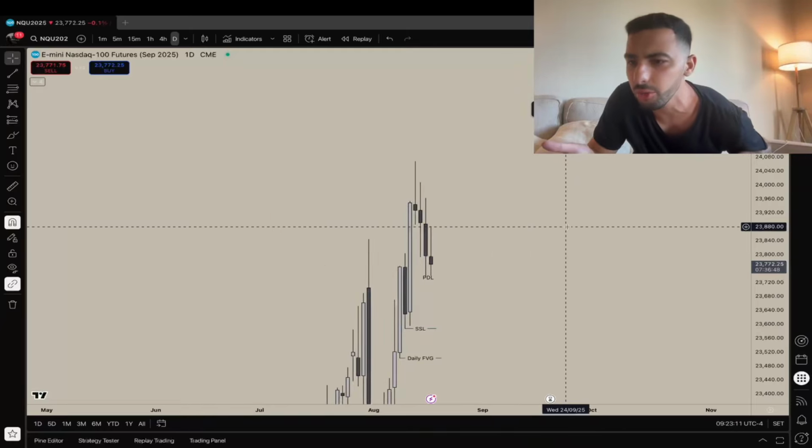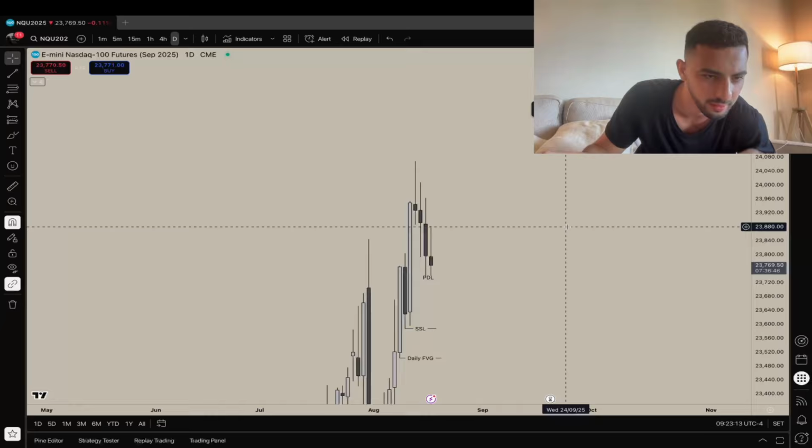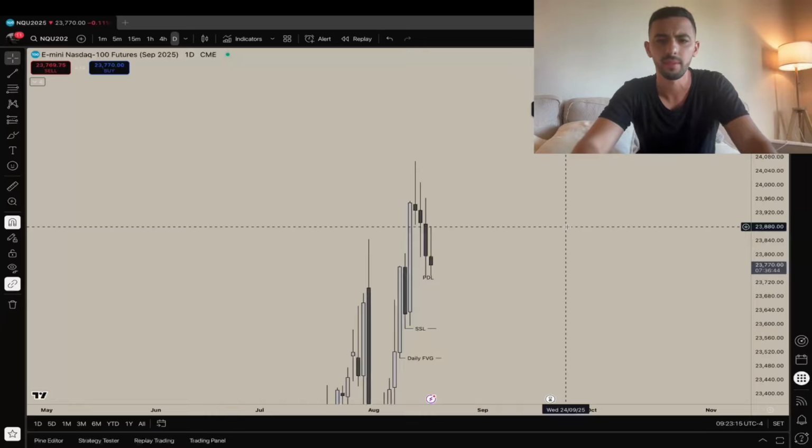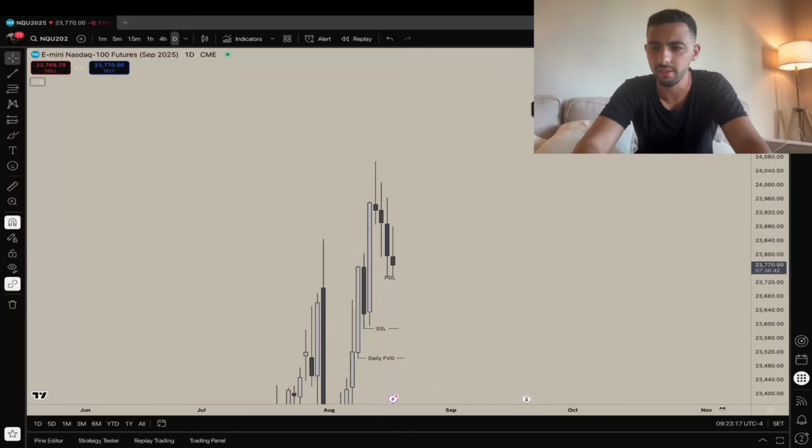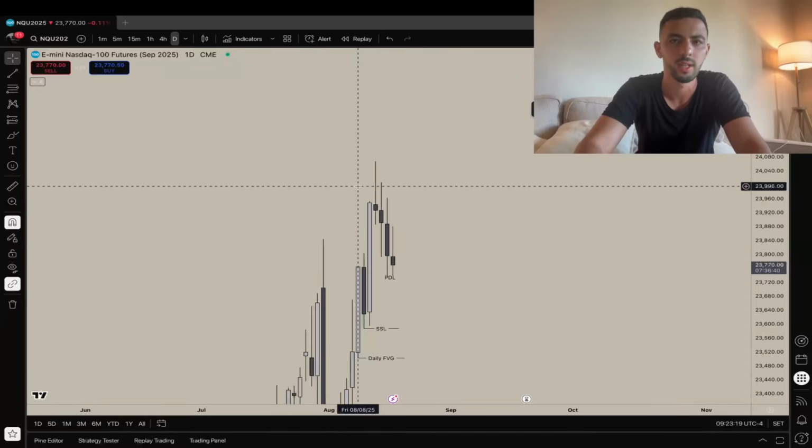Did TradingView change the font or am I tripping? Looks like TradingView changed the font of the numbers.